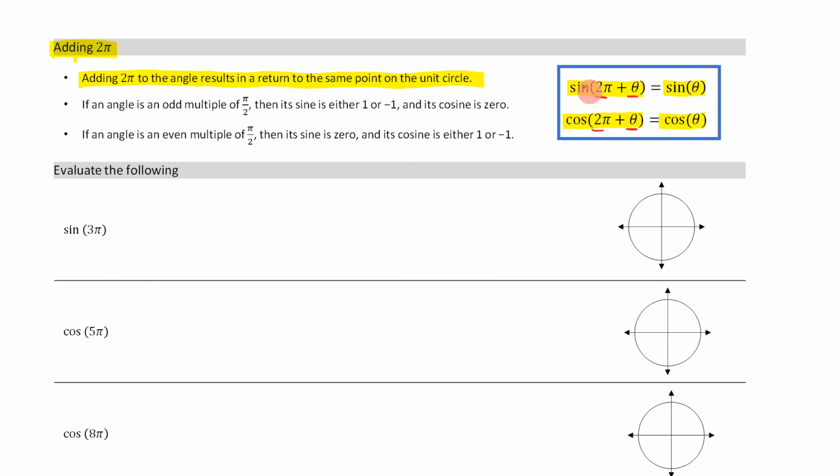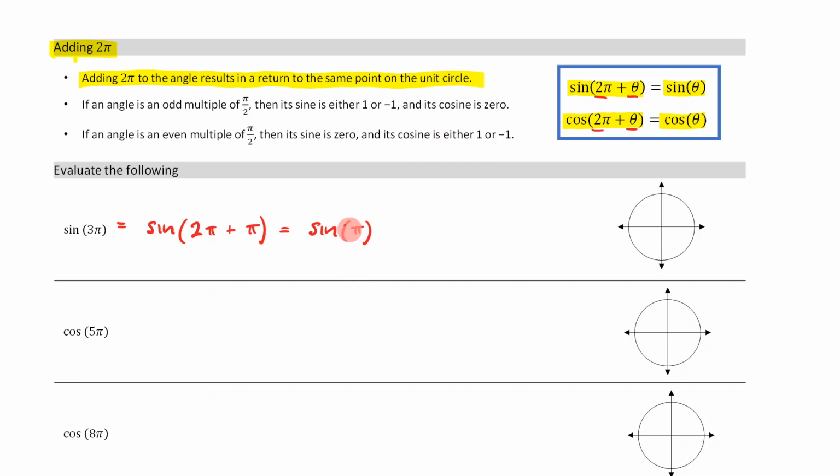So let's try to get it into this form right here. So that is sine of 2 pi plus pi, like that. So as you can see, 2 pi plus pi is the same as 3 pi. And according to this rule here, I can just ignore this 2 pi and just write this as sine of pi. And I can just solve this now.